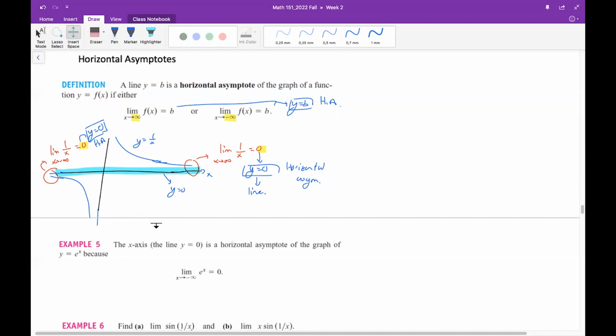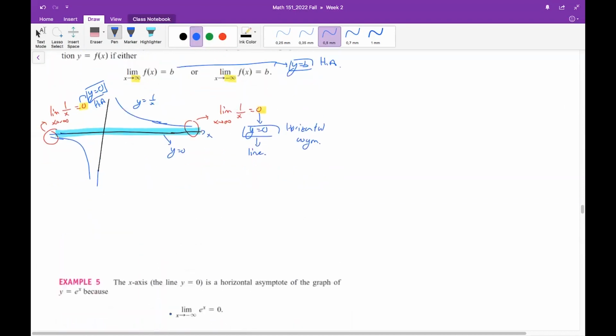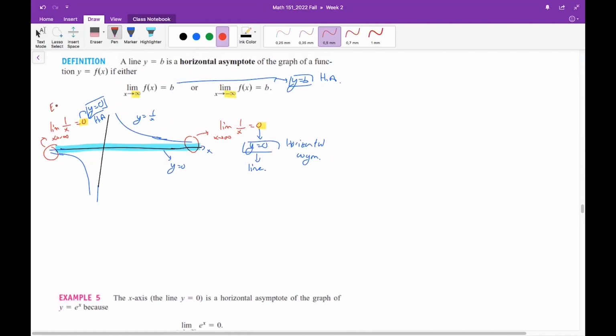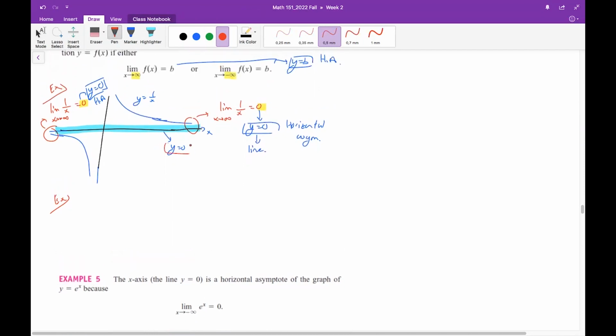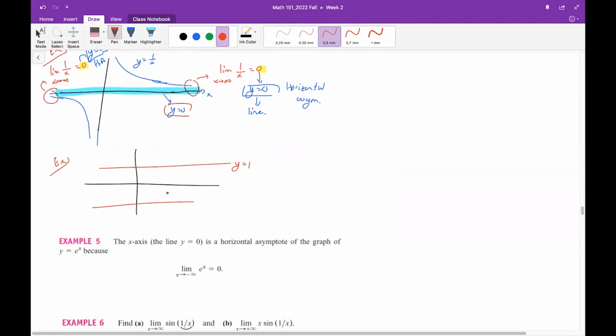Horizontal asymptotes may look different. Okay, this was our first particular example. Let's put other ones. Here, as x goes to minus infinity and plus infinity, the function approaches the same line, which is y equals 0. But a function may have 2 different horizontal asymptotes. For example, okay, let's put this line here, y equals 1, and let's put this line here, y equals minus 1.